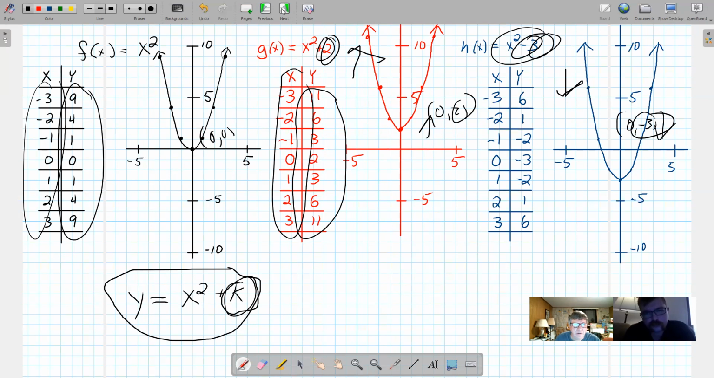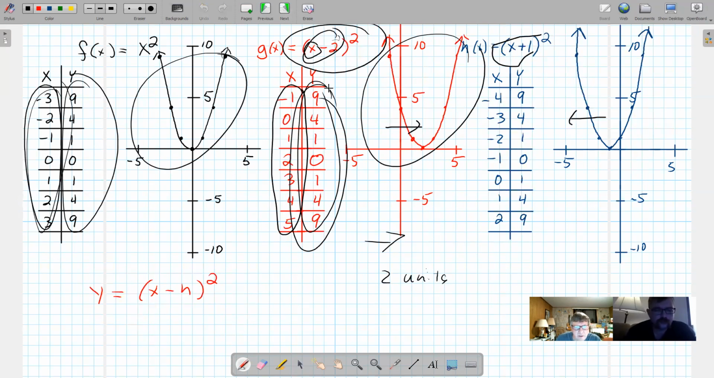And here, the H, well, let's see, here the vertex is 0, 0. Here it's at 2, 0. And here it's at -1, 0. So that H value also affects the vertex. It affects the X value of the vertex, and it's the inverse of what you see there.